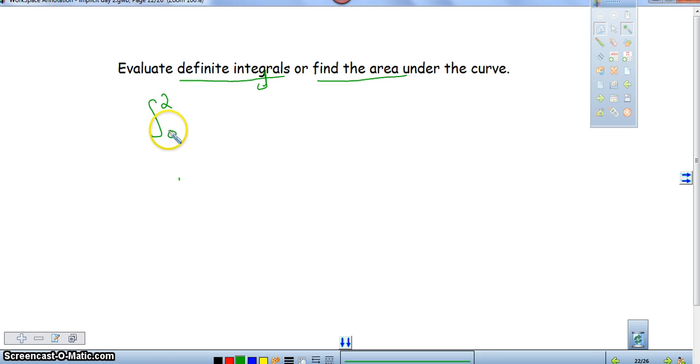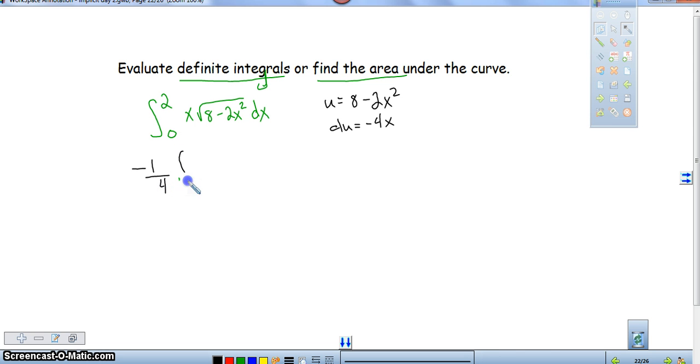So let's look at the integral from 0 to 2 of x times the square root of 8 minus 2x squared dx. This one should be pretty basic. You just let u equal 8 minus 2x squared, and du then will equal negative 4x. So I get negative 1/4 the square root of u du.